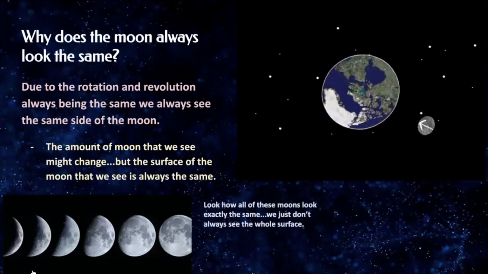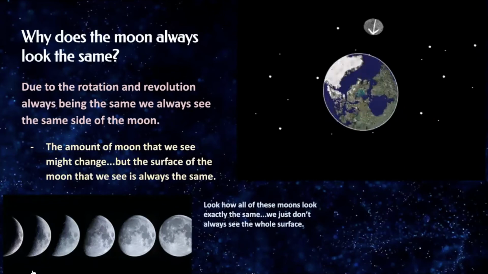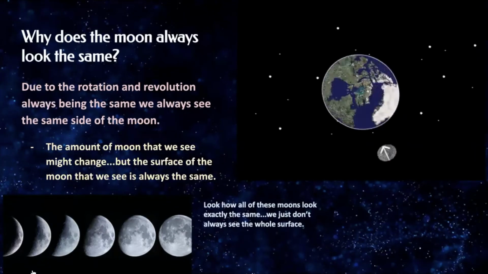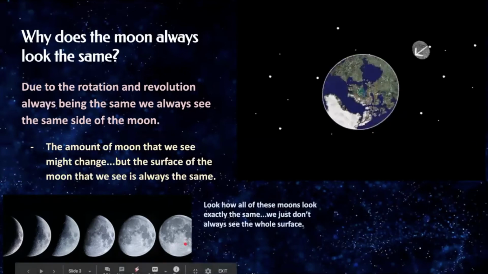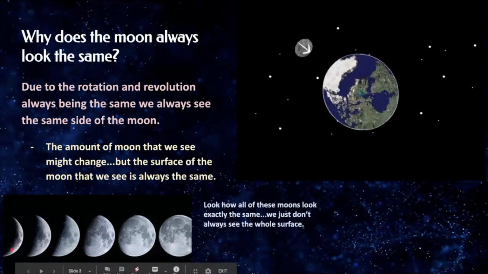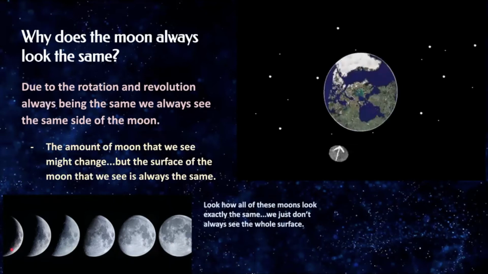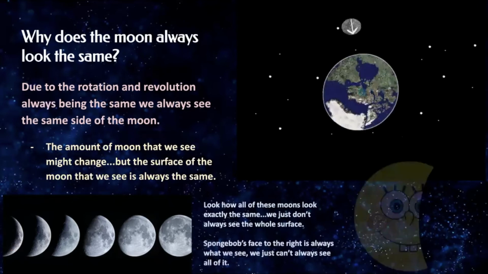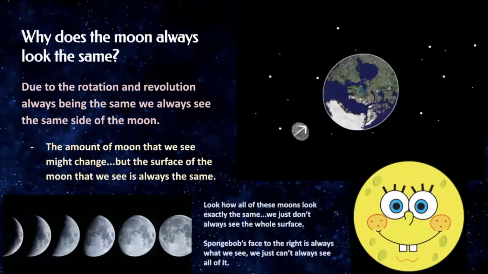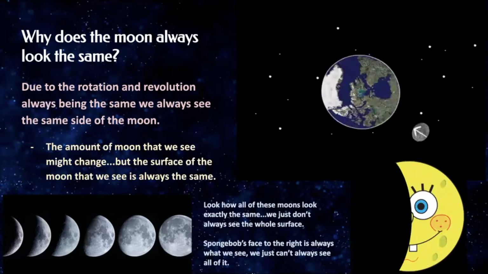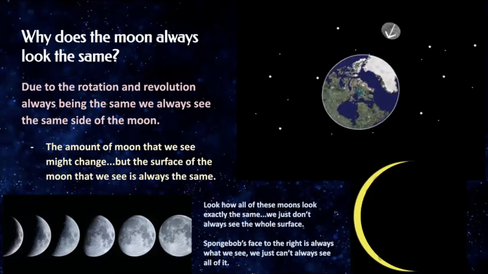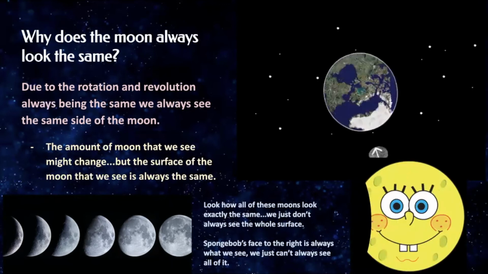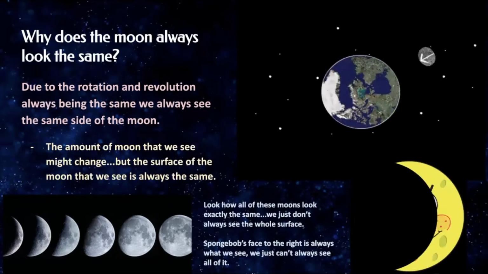If you look at the bottom left-hand corner, it says, look at how these moons look exactly the same. We just don't always see the same surface. All of those moons, whether we're talking about the full moon or all the way over here to our waning crescent, the surface is the same. We just don't see all of it. SpongeBob's face to the right is always what we see. We just can't always see all of it. And that's essentially what's happening with the moon here. The same side is always facing us, just like SpongeBob's face. We just can't always see all of it because it's not always in the sunlight.